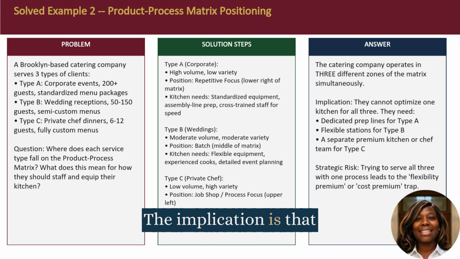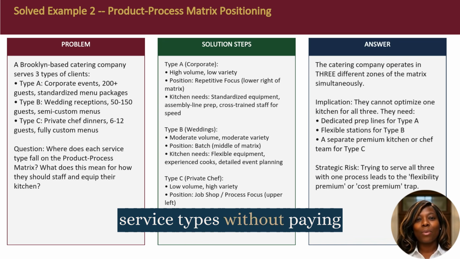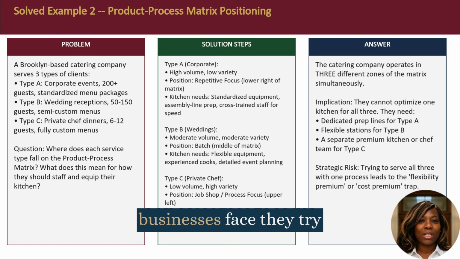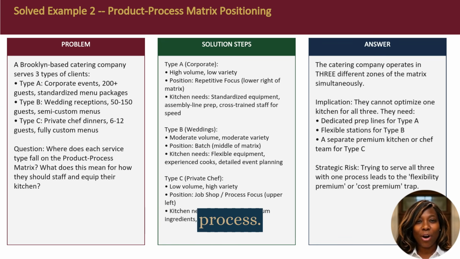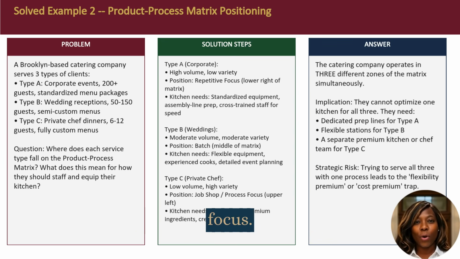The implication is that they cannot optimize one kitchen for all 3 service types without paying a premium somewhere. This is a real challenge that many small businesses face. They try to serve too many market segments with one process. The matrix helps them see the trade-offs clearly and make a deliberate choice about where to focus.